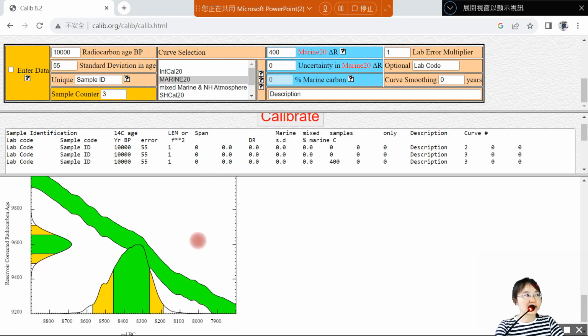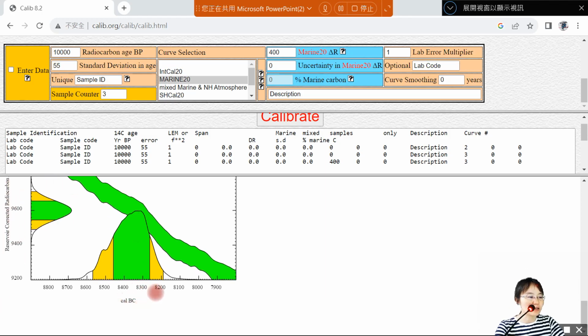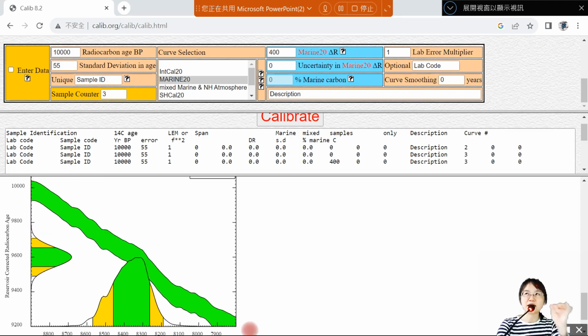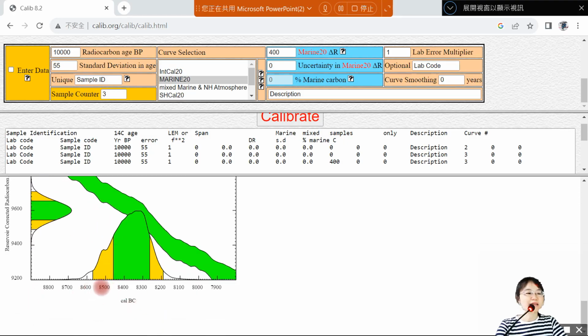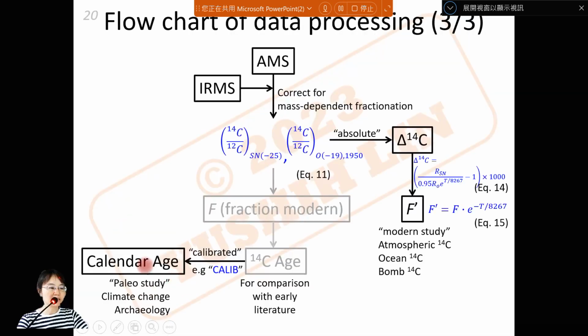When they report their data, they will actually report probability like this. This is the C14 age, and this is the calibrated age. This is your data probability. This line is the calibration curve with uncertainty, so it's a band. And they will project your C14 age to the calibration curve and then project downwards to the calibration age. Then you will get to know your calibration age with uncertainty. So that's for paleo people who want to use C14 to determine the age.